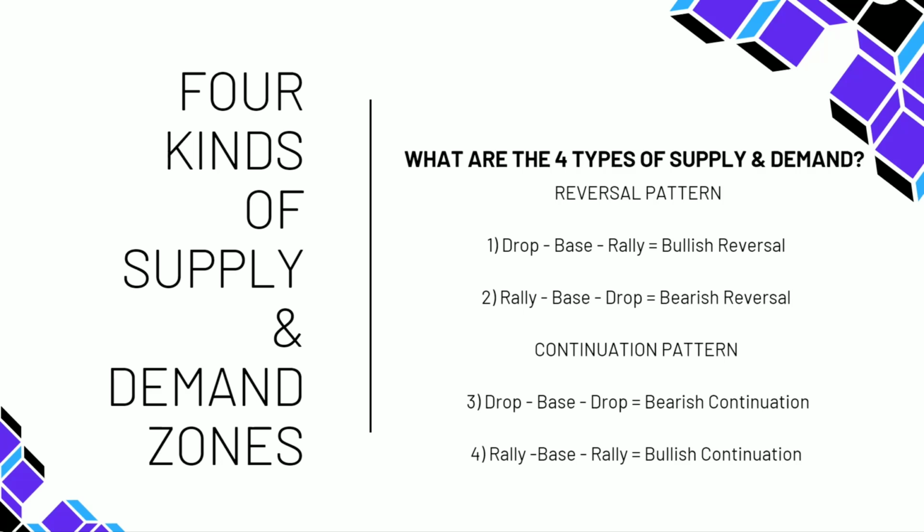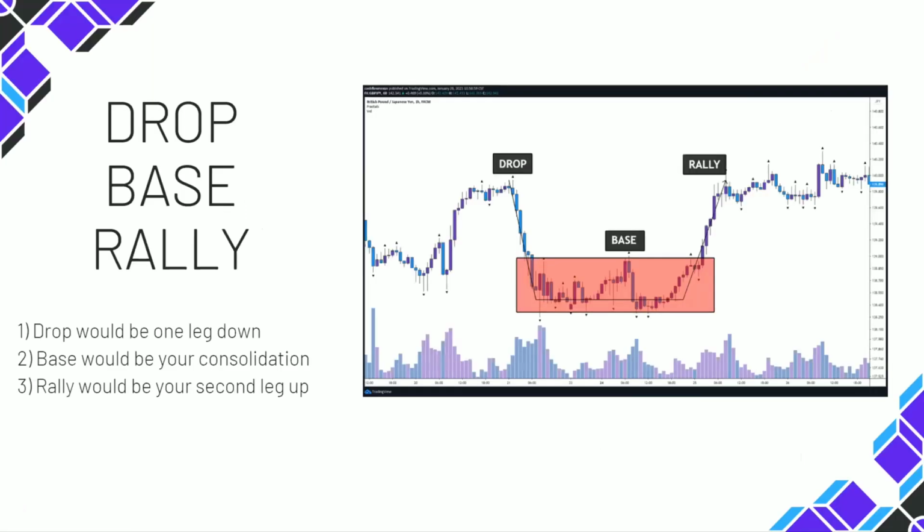So let's go into further detail on what these are. You're probably thinking, what is the base? All right. Here we have a drop base rally. The drop is one leg down, the base is your consolidation, and the third part is the rally, which is your second leg up. The drop is the initial leg. The base is the demand zone where buyers are entering the market. We call this the accumulation zone, or the base. You see they rally the market to the upside.